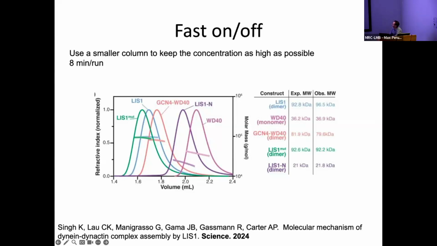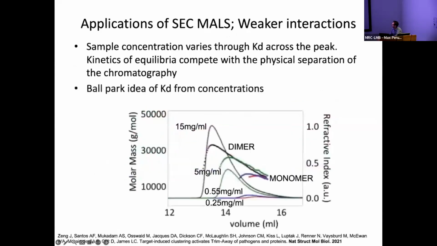So because of that, it's possible to get a rough idea of the KD. This is a sample again by Leo's group, where they thought this was going to be a dimer. So they predicted it was going to be a dimer. And at 15 mg per mil, it is a dimer, but you can see at 5 mg per mil, it's sort of intermediate. When you go to 0.5 and 0.25 mg per mil below, this is the monomer.